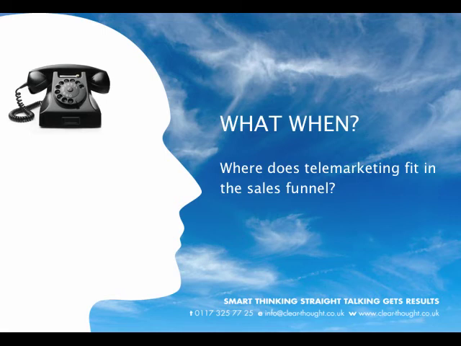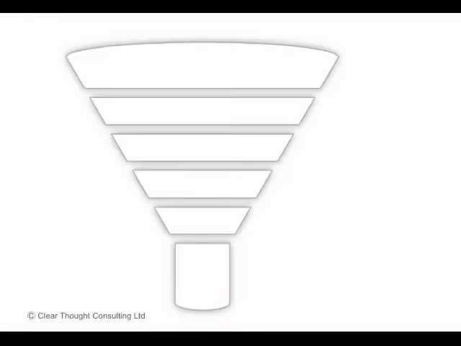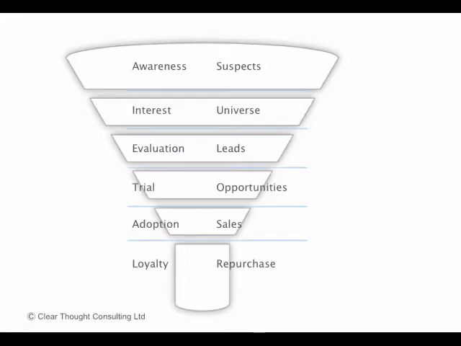In this session, we're going to look at where telemarketing fits in your sales funnel. In these sessions, we're using Kotler's model of rational decision-making, which is a 6-step process that takes a person from awareness through to purchasing from you and remaining loyal. At each stage, there are different things that the sales and marketing professional can do to assist that journey.